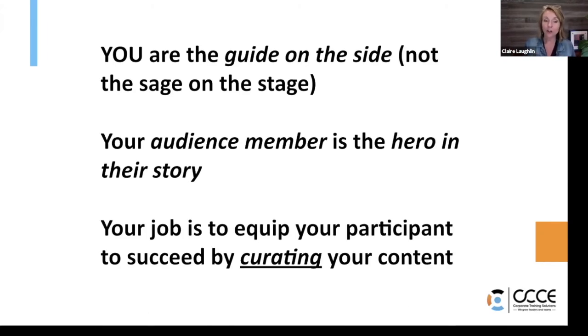Your job then is to equip them to succeed by curating your content. That means of all the things that you know about your topic, you need to just pick and choose the special things and the individual things that are going to make a real difference for your audience. Okay. The curating part is really important. I'm going to say one of the most important things that I think I've learned along the way is what to leave on the cutting room floor.